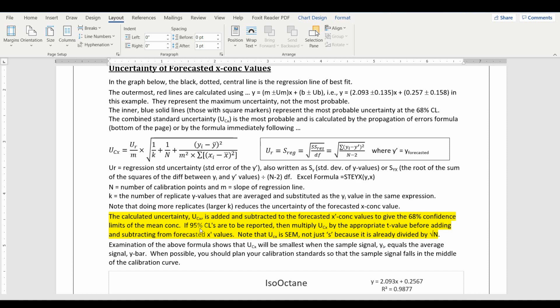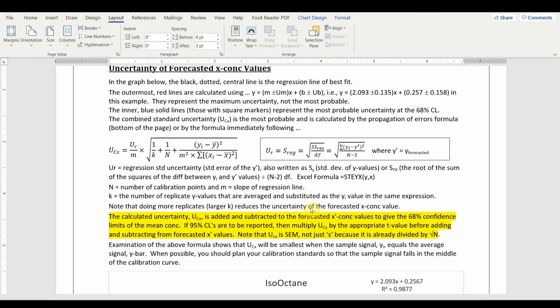Ultimately, we want to report the 95% confidence limit on our uncertainties, and so we simply multiply our standard uncertainty by an appropriate t value before adding and subtracting from the forecasted x prime values. We do not divide by the root of n. Root of n has already been included in the calculation of the uncertainty here, and therefore this UCX value is actually not just the standard deviation, but rather it's the standard error of the population mean of the uncertainty, because it's already been divided by root of n. So to convert to the 95% confidence limits of the uncertainty, all we need to do is multiply by the appropriate t value. And we'll go through this next.